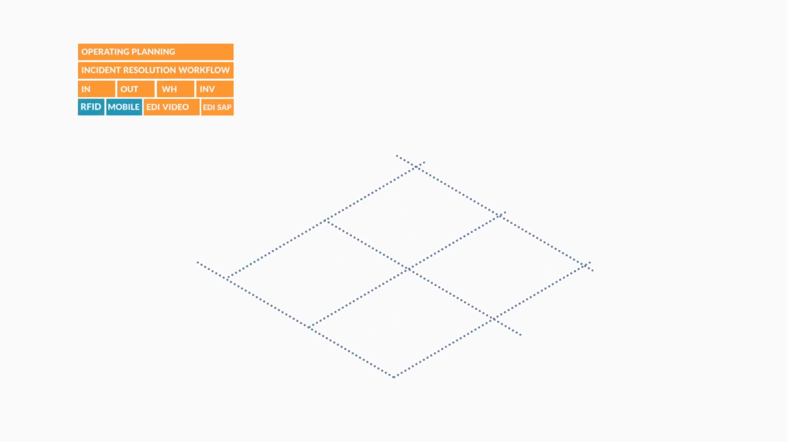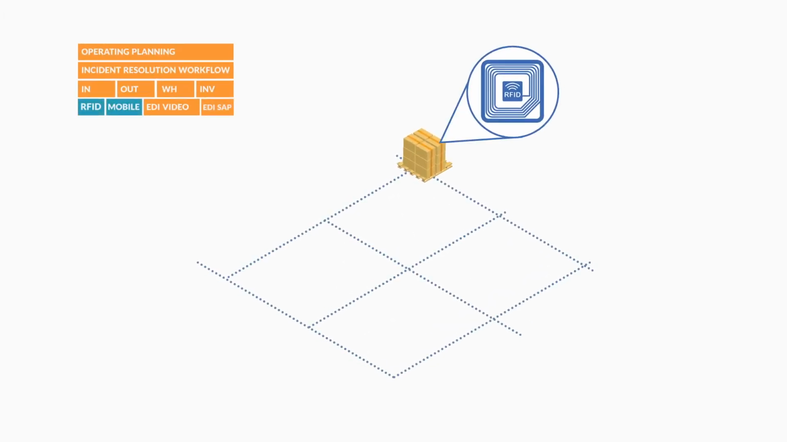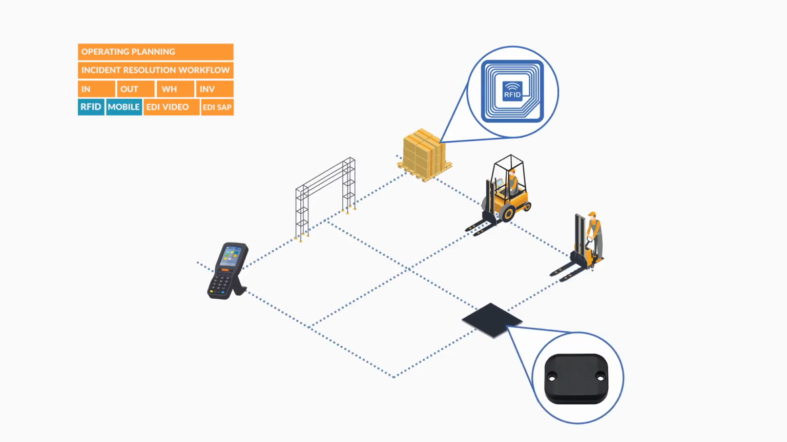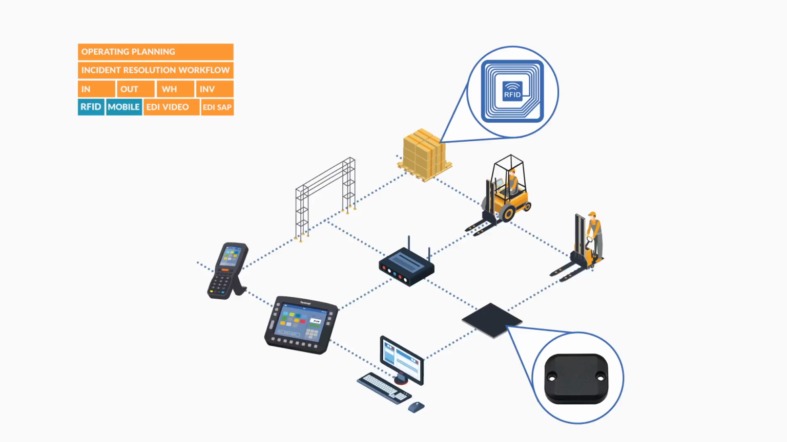RFID and mobile systems. Pallet RFID tag. Handheld. Set of antennas and controllers in the forklift. Set of antennas and controllers in the gates. Floor sensor system. Transactional hub and controller of RFID devices. Operator mobile interface. WMS system.